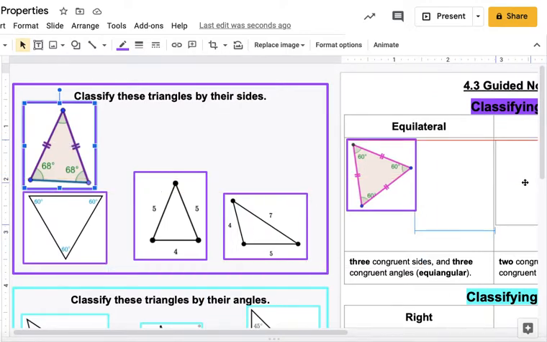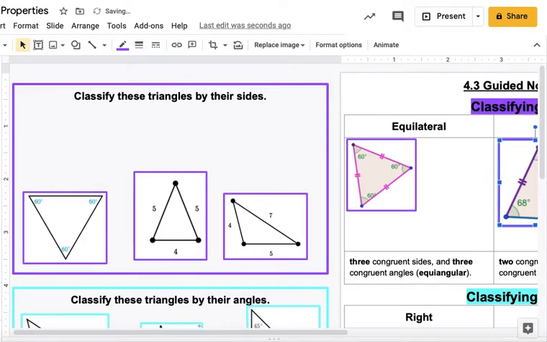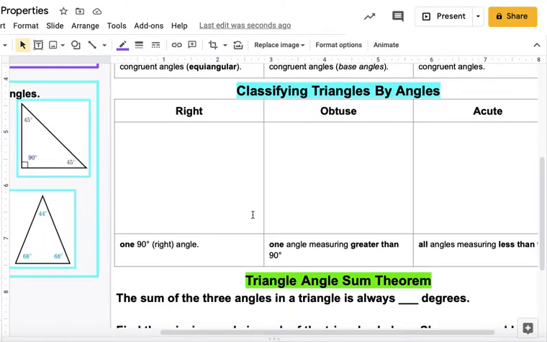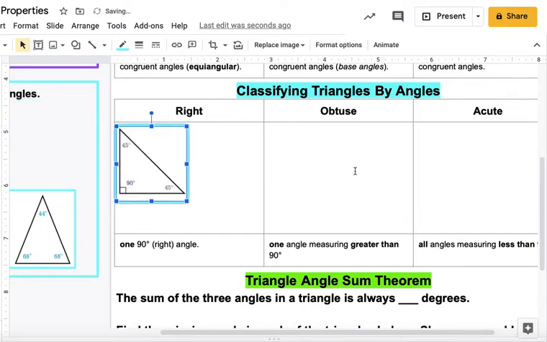Okay, what I want you to do now is pause the video really quick and classify the other 3 triangles. Okay, hopefully you've classified those other 3 triangles now. And we're going to talk about classifying triangles by angles. Right triangles have one 90-degree angle, one right angle, which we know looks like a box, like this one. So this is a right triangle.